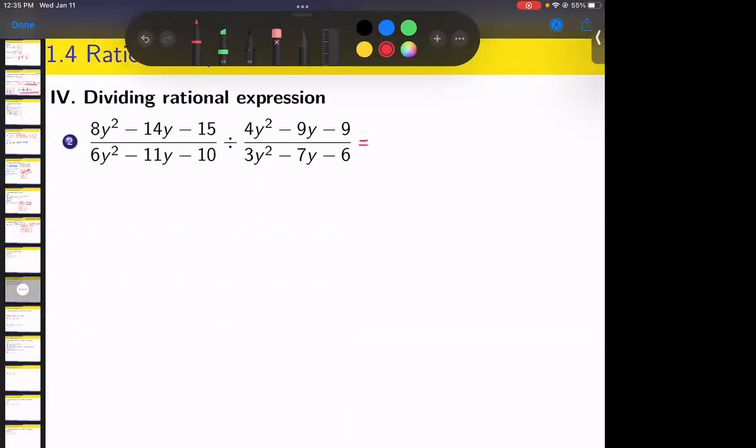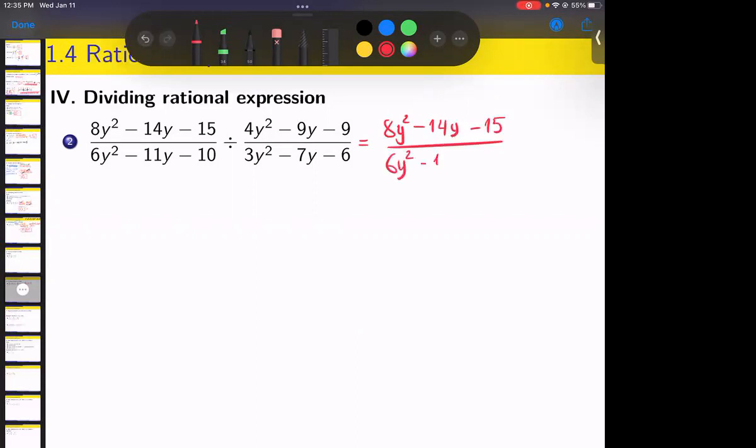The first thing first, when you see dividing, what do you do? You flip, right? Even on the exam, if you don't do anything but flip it, I still give you 1 point. It's part of the rubric. So remember to do that step.